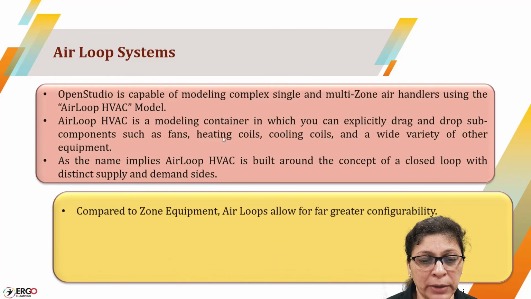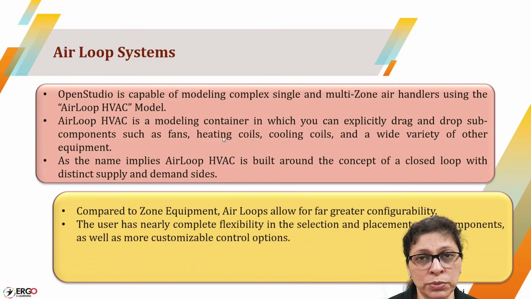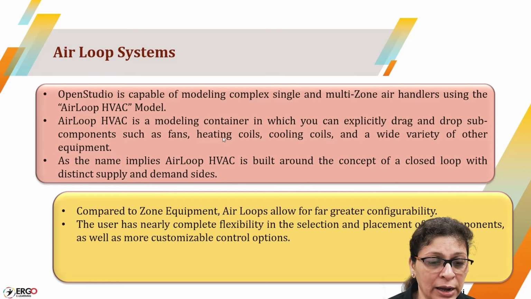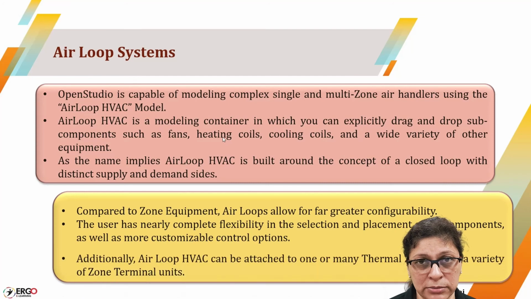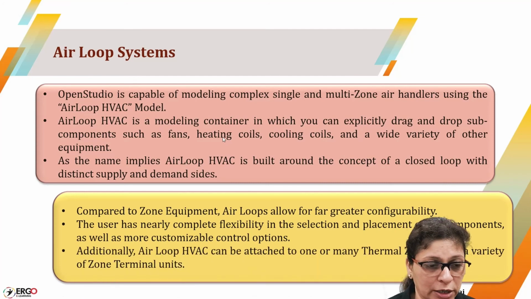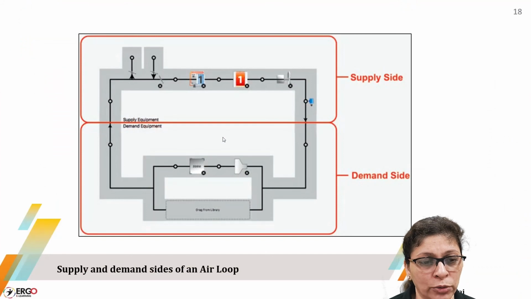Compared to zone equipment, air loops and plant loops offer far better configurability. We can make them as per tailor-made requirement, and we can do a lot of customization as per the project requirement. Here there is an image shown for the air loop system. How to select equipment, drag them, size them, and how the control temperature is set for that is a part of module 4 and module 5.